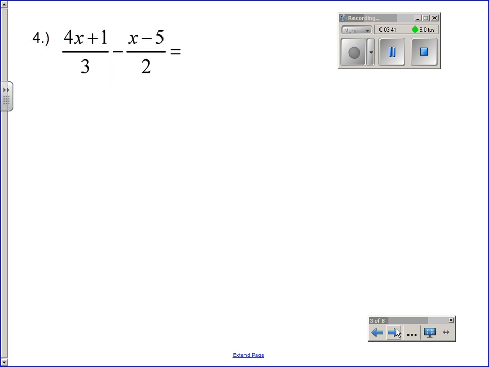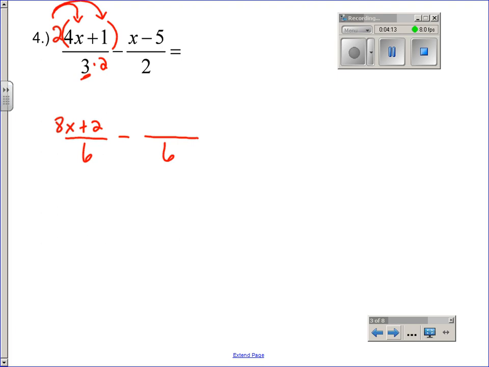Now let's stick some variables in it. Not in the denominator yet, just in the top. So looking at 3 and 2, least common denominator again. 6. Good. So now 3 times what gives me 6? 2. So we have to multiply the whole top by 2. So 2 times 4x is 8x. 2 times 1 is 2.